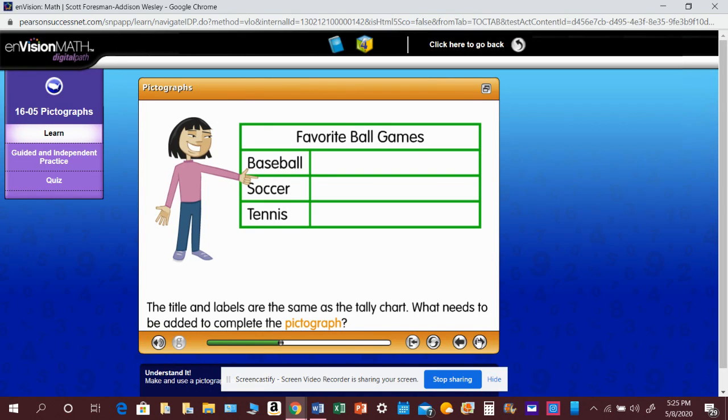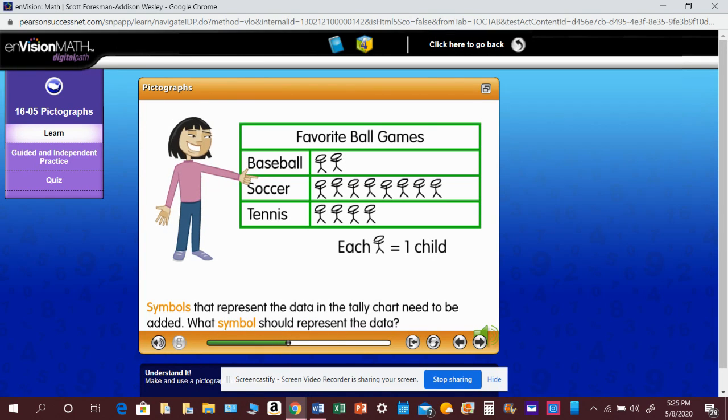What needs to be added to complete the pictograph? So we need to add pictures. Symbols that represent the data in the tally chart need to be added. What symbol should represent the data? So again, you can use all different kinds of pictures. Here they just use little stick figures of children, and then they put a little key down here to let you know that each little stick figure is equal to 1 child.